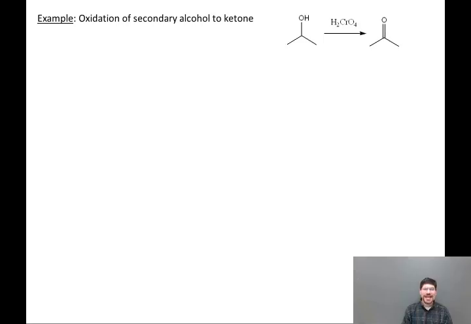So let's look at an example. An example is the oxidation of isopropanol with chromic acid up to acetone. This is a case of a secondary alcohol being oxidized to a ketone.